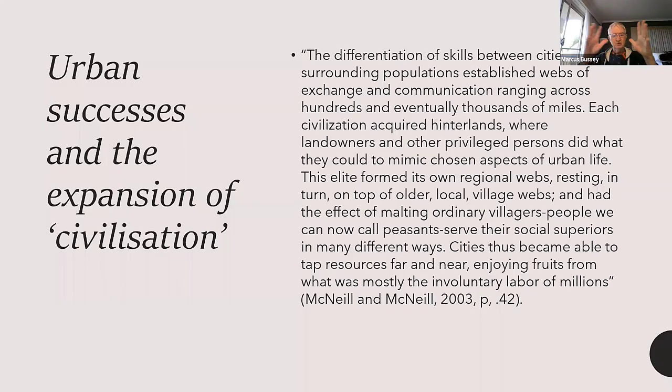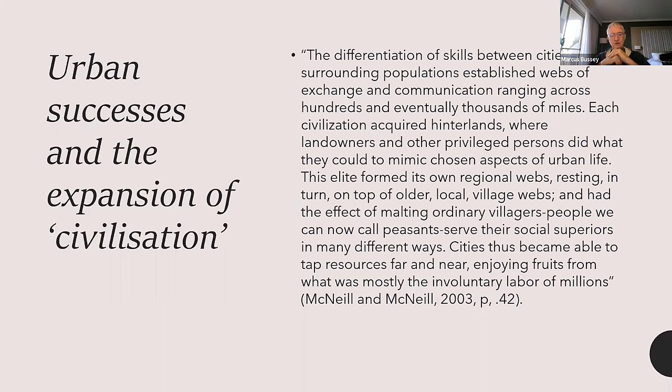And then, of course, let's return for a moment to McNeill and McNeill. I want to reflect here on the success of the urban in capturing the way we see the world. McNeill and McNeill have this to say: the differentiation of skills, which we talked about already, that's called specialization, between cities and surrounding populations established webs of exchange and communication. Exchange is code for energy and communication is code for collective learning, David Christian's language, across hundreds and eventually thousands of miles. Each civilization acquired hinterlands. In other words, there was a center and a periphery where landowners and other privileged persons did what they could to mimic chosen aspects of the urban life.